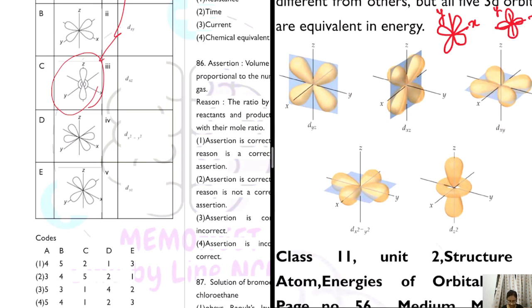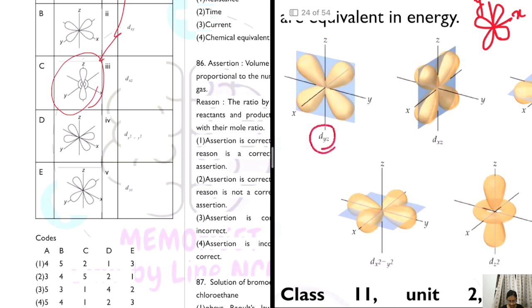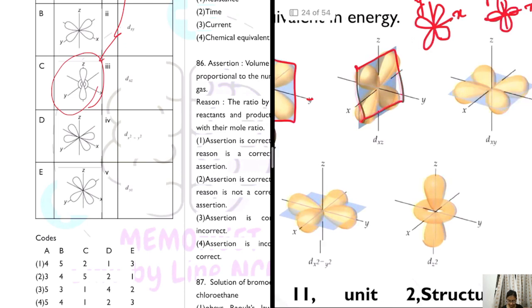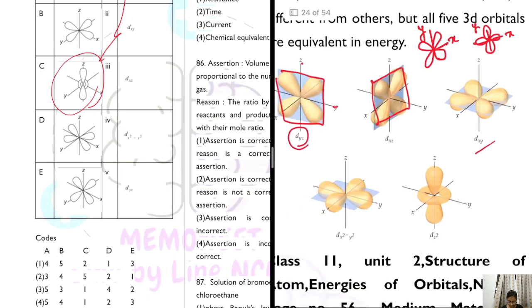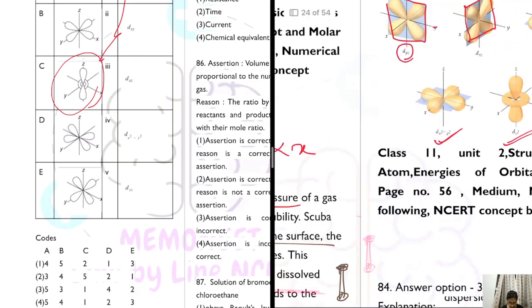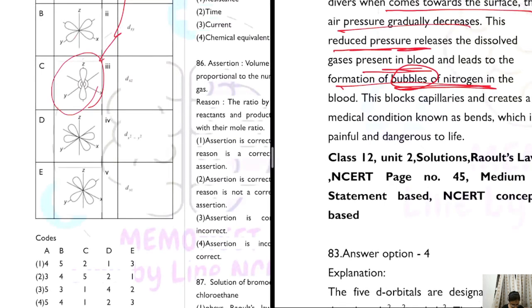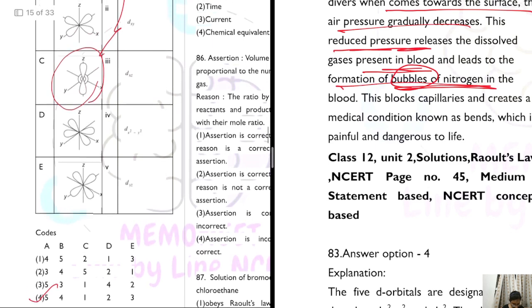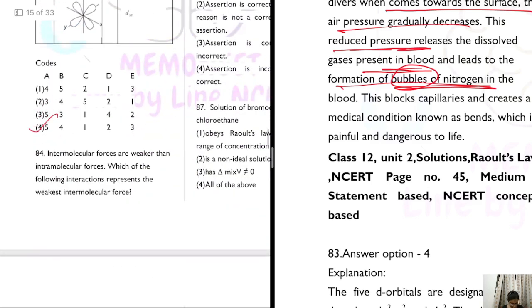So if I have dyz, it would be between the y and z axis. See, it is between these in this plane. Dxz would be between the x and z plane. Dxy, this is dz square. I told you dx square minus y square, and this is dz square. So upon matching, the correct answer would be this. Okay. Let's see the next question.